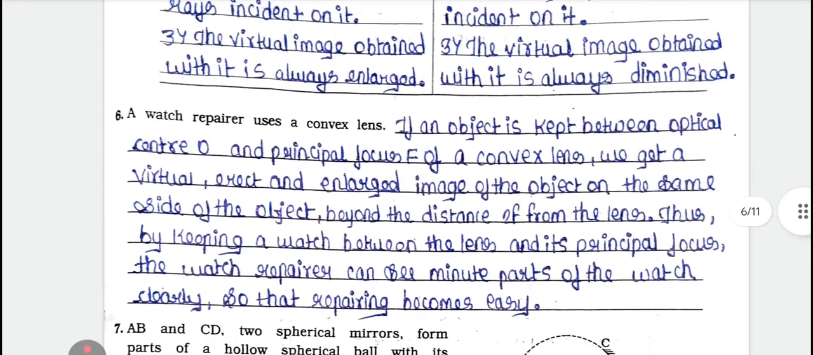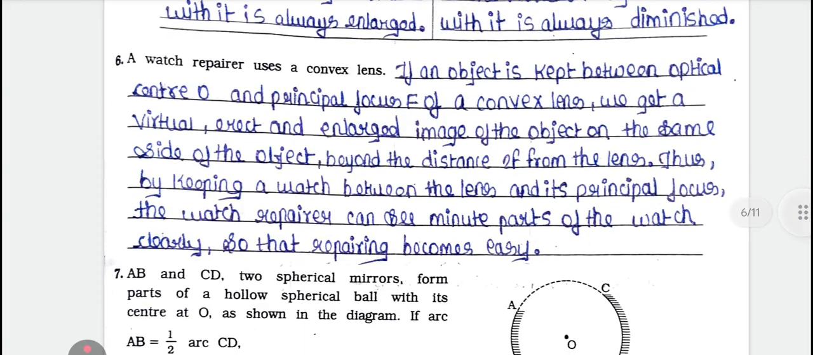Next, question number 6: a watch repairer uses a convex lens. So the answer will be: if an object is kept between the optical center O and principal focus F of a convex lens, we get a virtual, erect, and enlarged image of the object on the same side of the object, beyond the distance 2f from the lens. Thus by keeping a watch between the lens and its principal focus, the watch repairer can see minute parts of the watch clearly and repairing becomes easy.